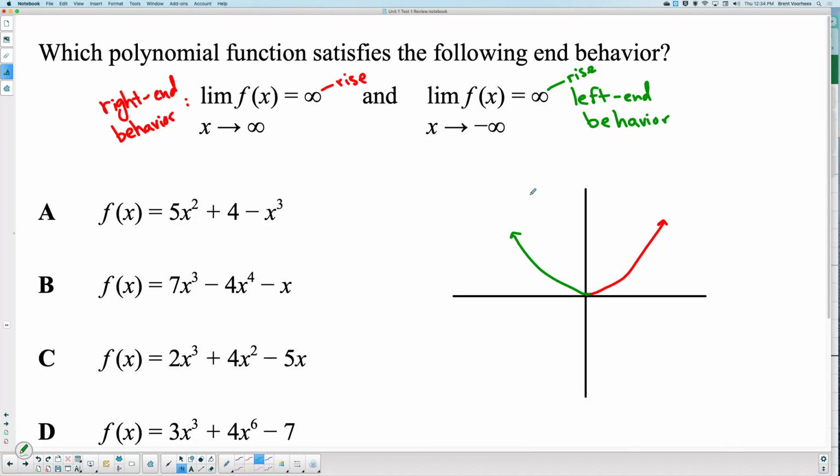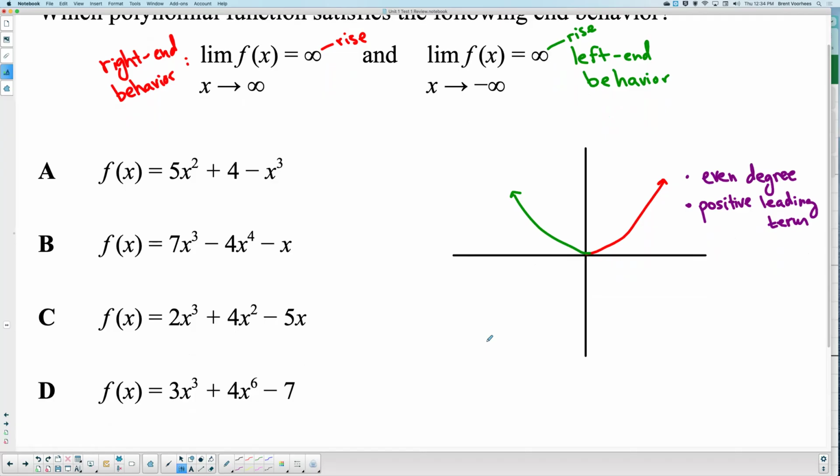Okay, what can you tell me about my degree on the end behaviors? We have no idea what's happening on the inside. But what can you tell me about my degree here when you look at it? An even degree. How'd you know that? Both sides go up. What else could you tell me about my leading term? A positive leading term. Because they're both rising and not falling, it's a positive leading term. Okay, look at your answer choices. Based off those two pieces of information, you need to be able to find the answer.